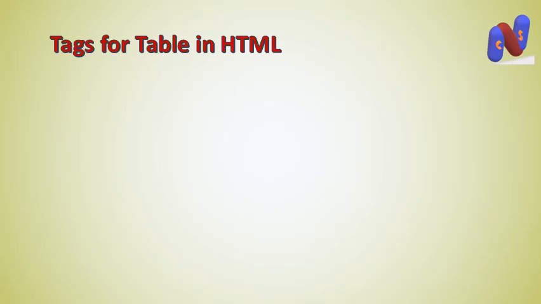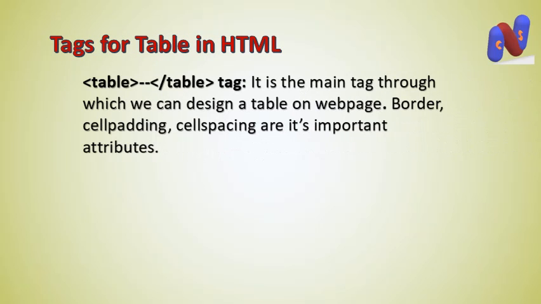Now, tags for table in HTML. First of all, the table tag. The table tag, as you can see in the heading also, is a container tag which has both an opening and a closing tag. So it is the main tag through which we can design a table on a web page. Border, cell padding, and cell spacing are its important attributes.